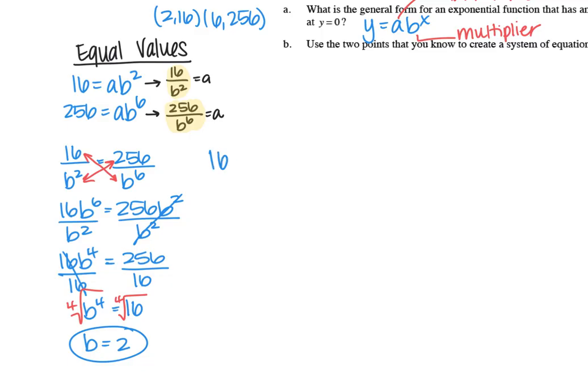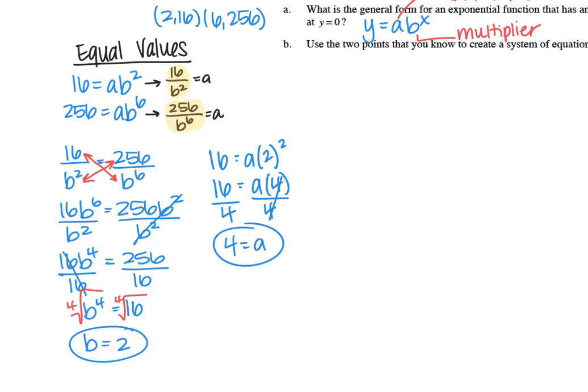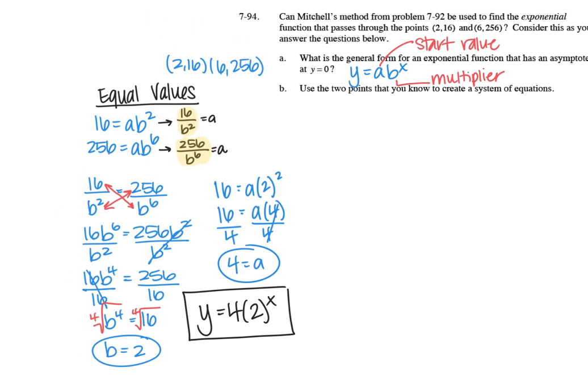So I've got 16 equals a. Instead of b, I've got 2 squared. So I've got 16 equals a times 4. I'm going to divide both sides by 4, and I get a equals 4, which means my final equation here is now y equals 4 times 2 to the x. And I've just now written an exponential function given 2 points using the equal values method.